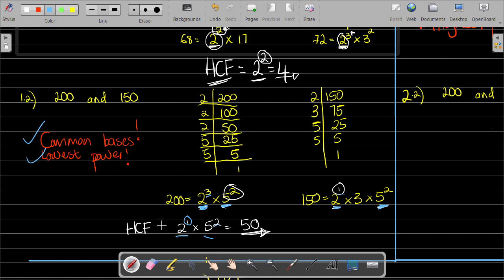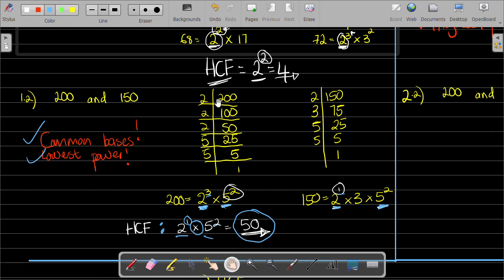So then what we do, guys, is we put that together, we write them, and we multiply them together. After you make the correct decisions, you multiply them together. So 2 to the power of 1 is still 2, times 5 squared is 25. So 25 times 2 is 50, and that is the highest common factor.